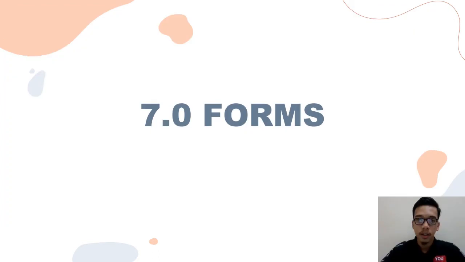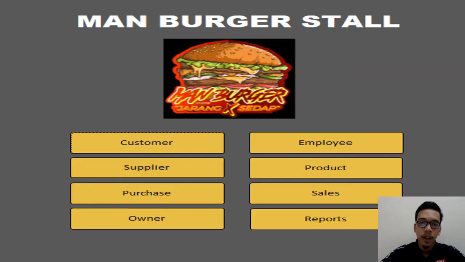Thank you. Assalamualaikum. My name is Ahmad Muhaimin bin Za'abar, my MIT number 272884. I would like to present about the forms of this system. As we can see, this is the main form of the system, where there are customer, supplier, purchase, owner, employee, product, and sales forms that we can fill in.